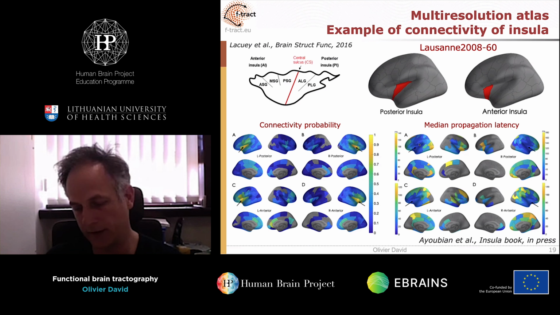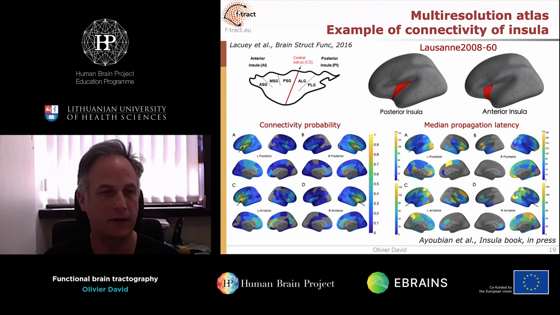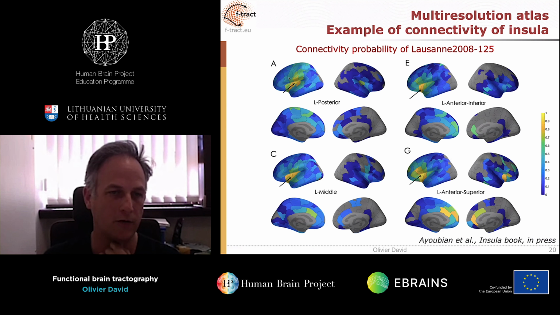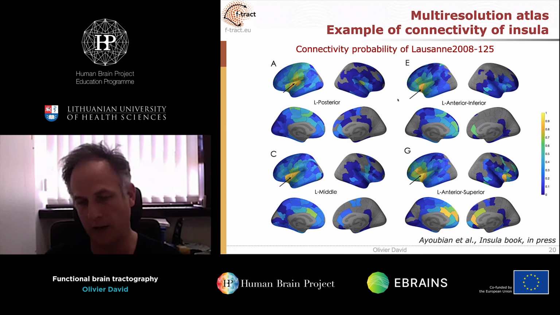So here we have the latencies of propagation. Basically, what is blue is direct connectivity from the insula towards the cortex, and in other areas it is likely to be indirect connectivity. And so at a higher resolution, 125, we can decompose the insula into 4 pieces. And so we can dig into very much detail the connectivity of that area.